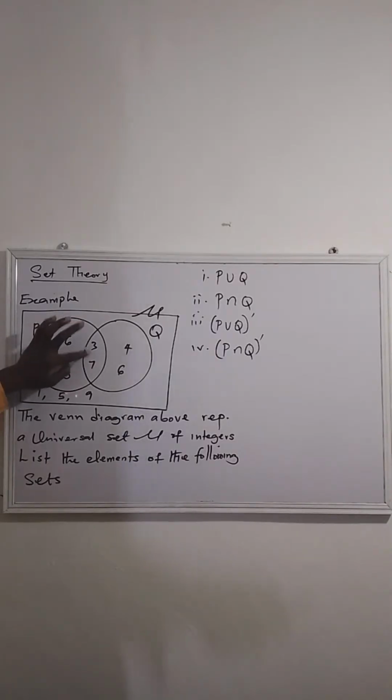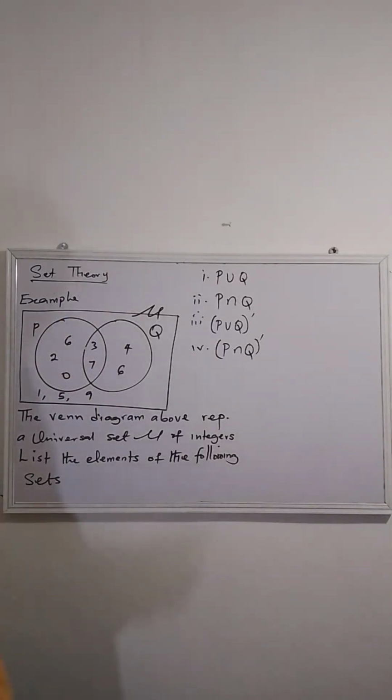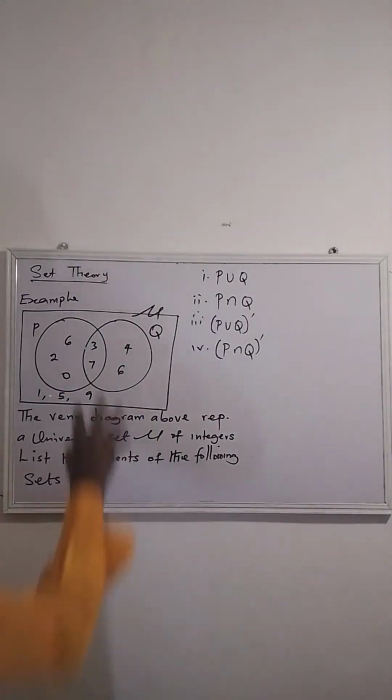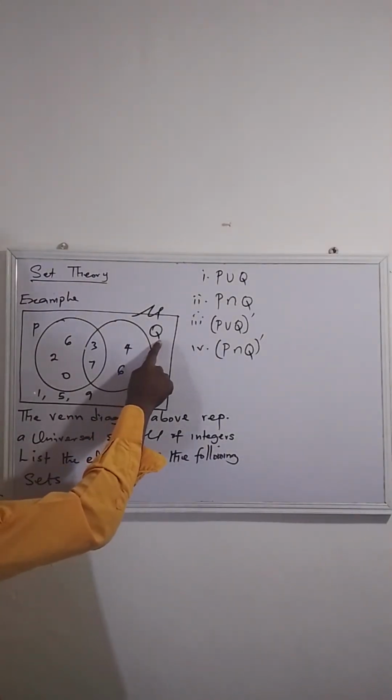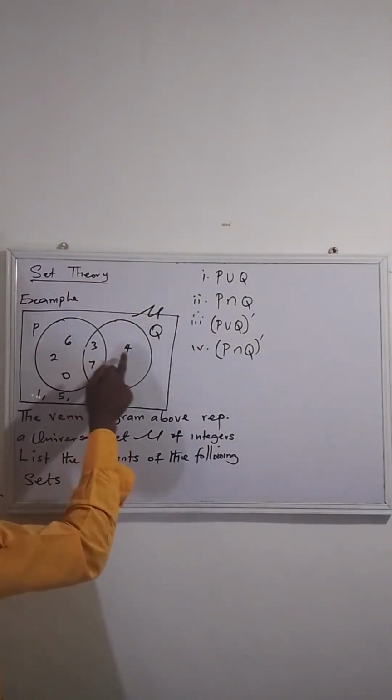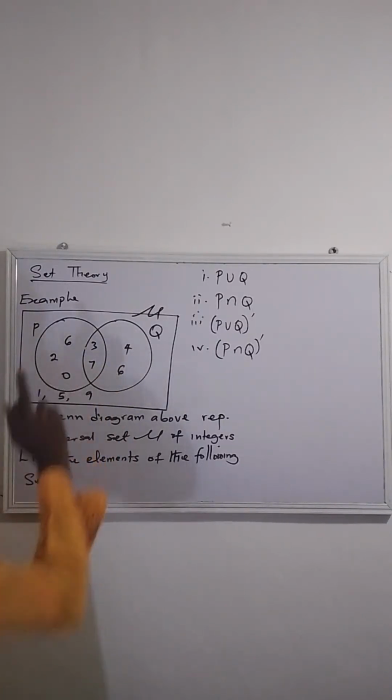1, 2, 3, 4, 5. So I ask you to list members of set P. So they are 0, 2, 3, 6, and 7. Now let's list members of set Q. They are 3, 4, 6, and 7.